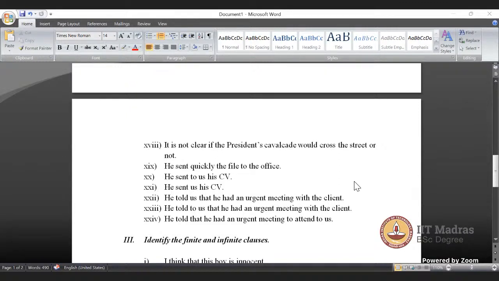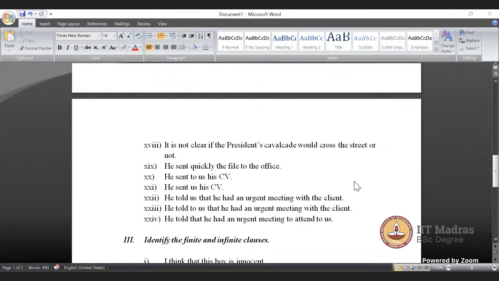Yes, ma'am. Yes, right. So this is the correct way of doing it. As opposed to the 20th one, the right one would be you have removed the preposition here, and that makes the sentence grammatical. Then does his CV. Okay. What was sent? His CV to us. Right. So you have direct and indirect object here and grammatical construction.